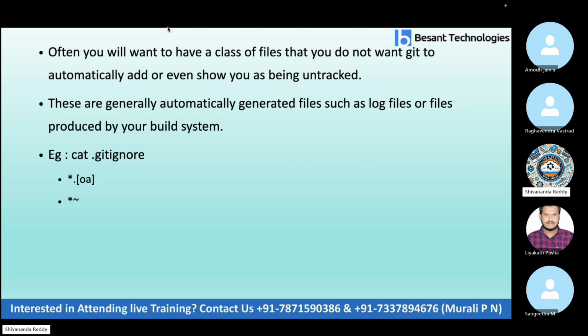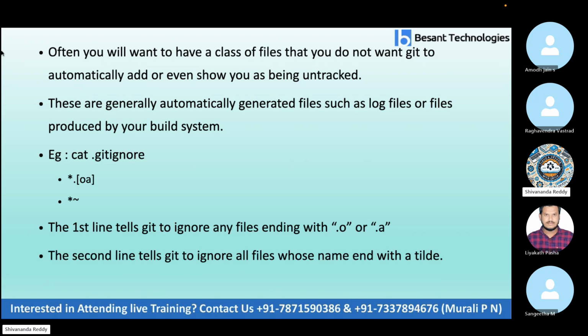Like .gitignore is a file we can create and we can add some extensions like this. Here the first line tells Git to ignore any files ending with .o or .a. You can see star dot in brackets o a is there, right? Files ending with .o or .a can be ignored. Like abc.a, abc.b, abc.o, such extensions can be ignored. The second line tells Git to ignore the files whose name ends with a tilde. The symbol you can see is the second one.